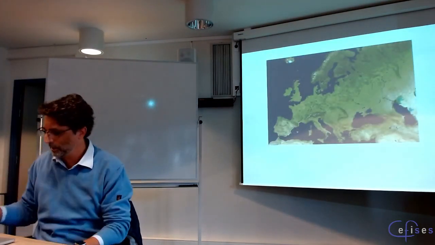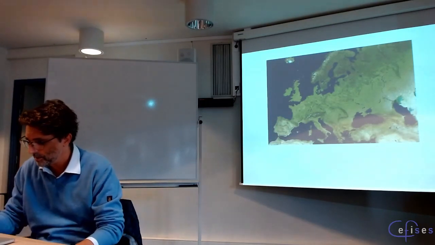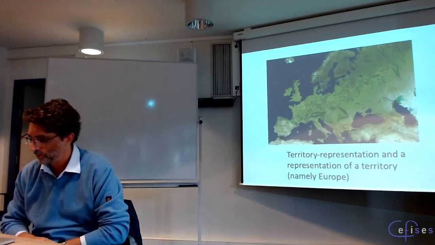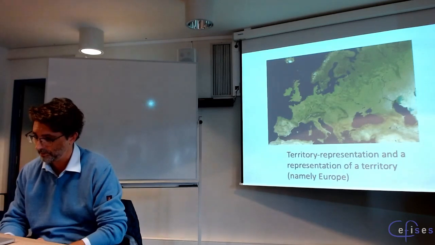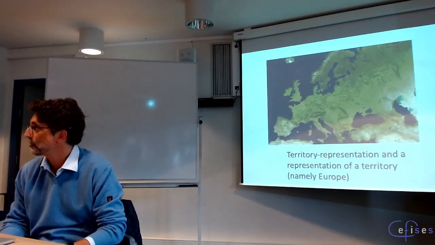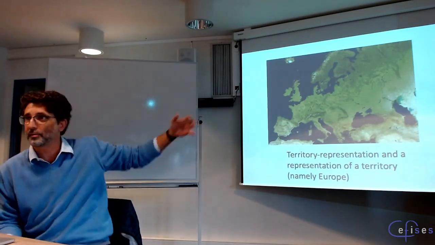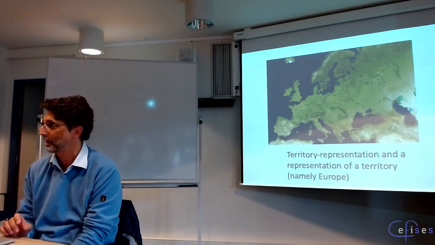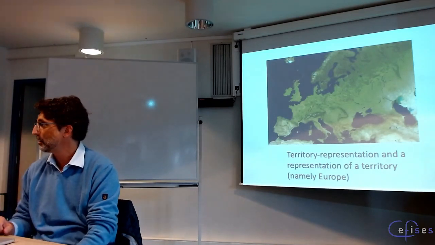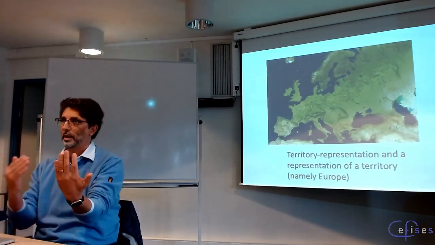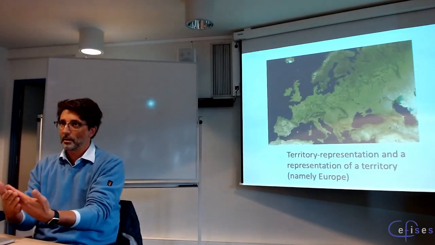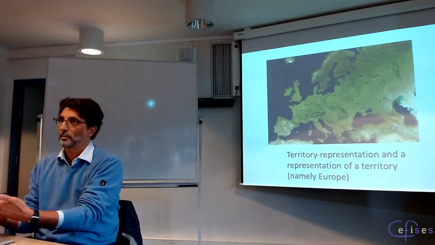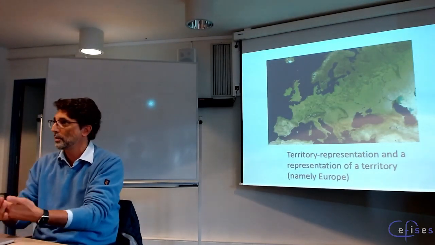That is a map of Europe, and we can say this is a territory representation that portrays a territory, and it is also a representation of a territory, namely of Europe. So this is a simple case in which they coincide. This is both a set representation and the representation of a set.